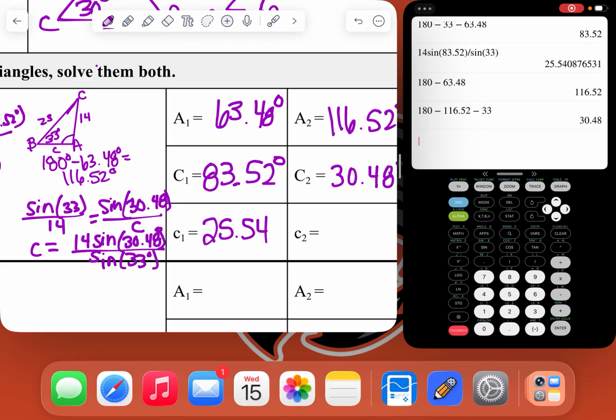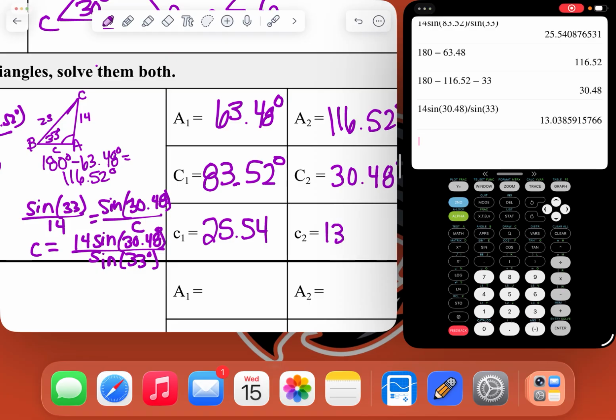Again, always making sure our calculator is in degree mode since we're entering our angles as degree measures. And so this time we get that C is approximately 13.04 units long.